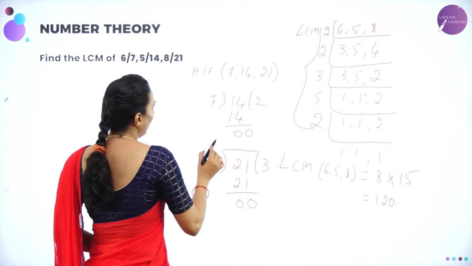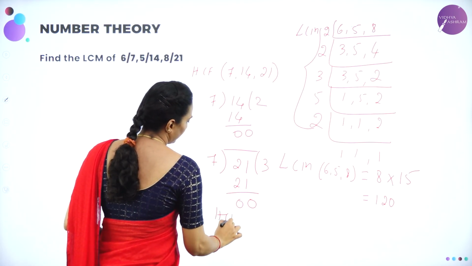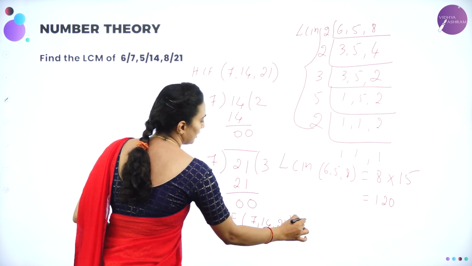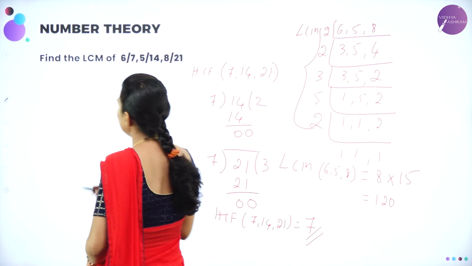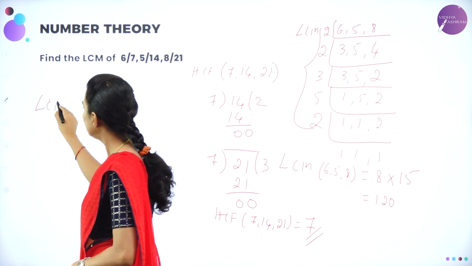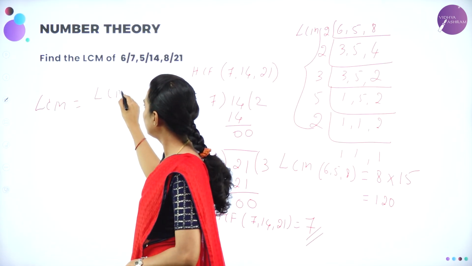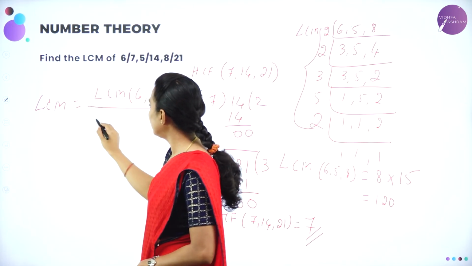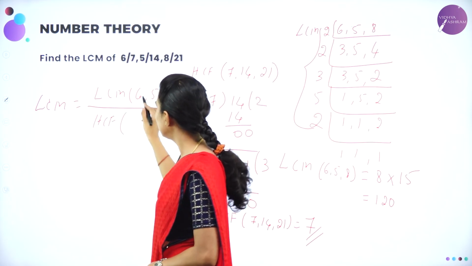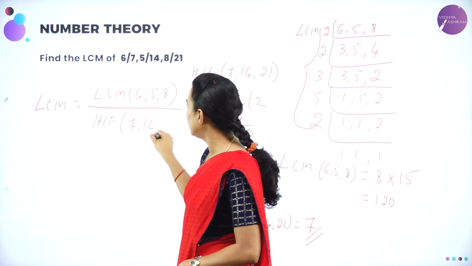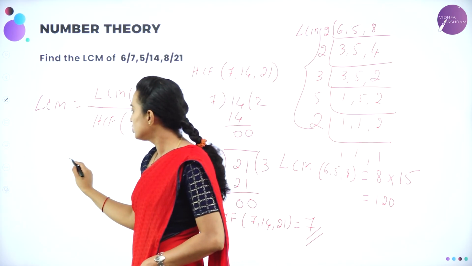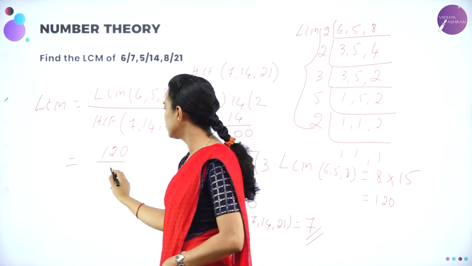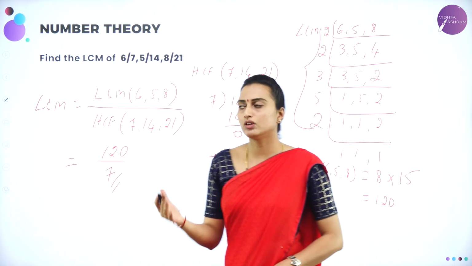Therefore, HCF of 7, 14 and then 21 will be equal to 7. Now we are going to take it as LCM is given by LCM of 6, 5 and 8 divided by HCF of 7, 14, 21, which will be equal to 120 divided by 7. Got? This is your answer.